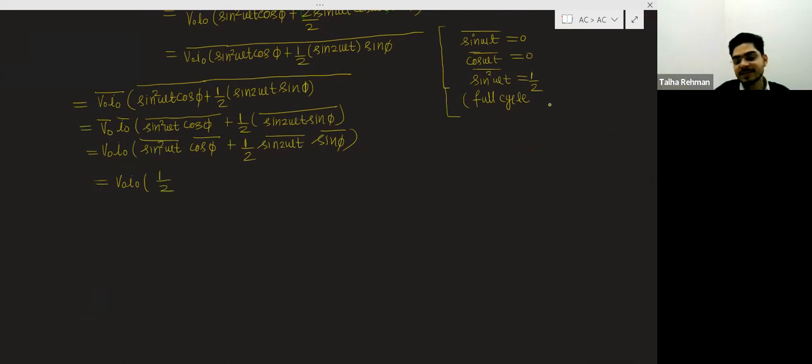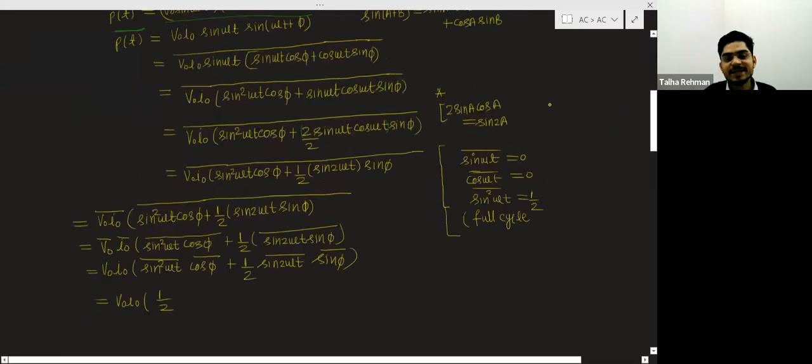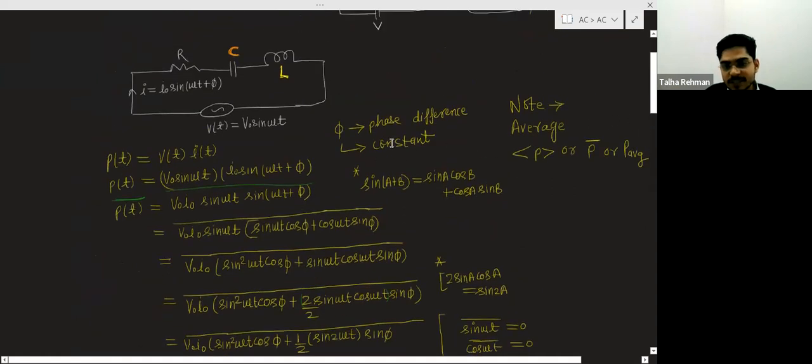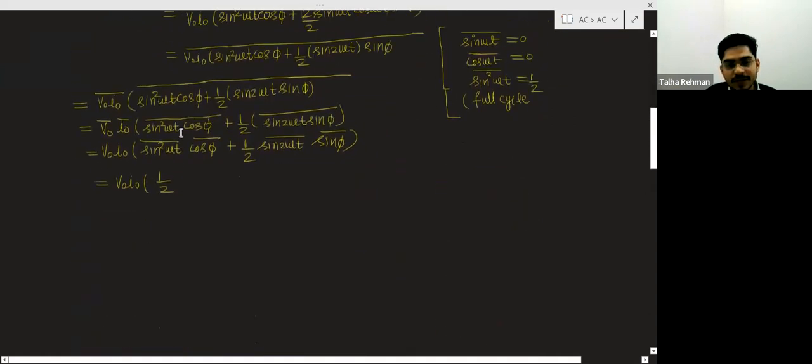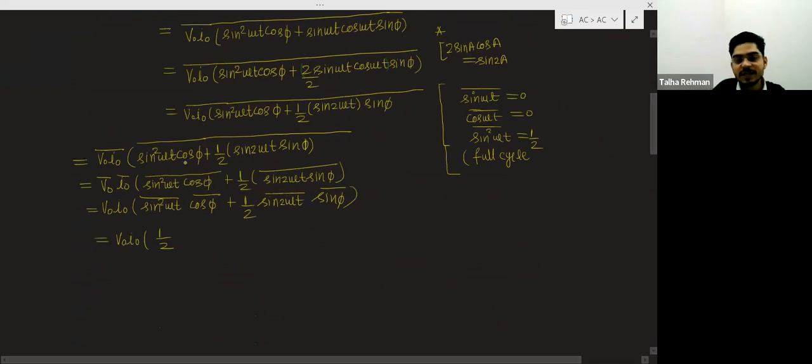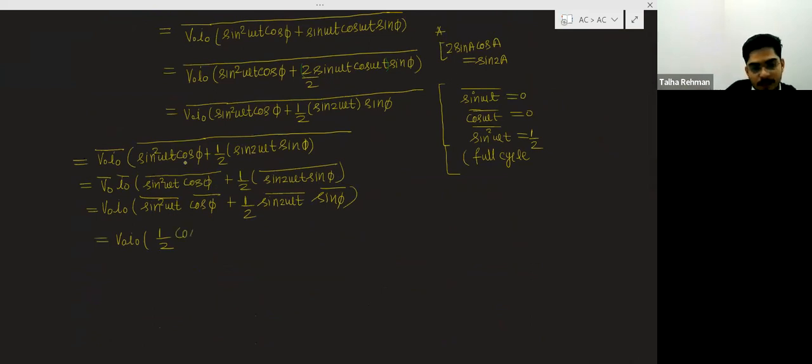And cos phi is the constant. Cos phi is constant. Why? Because this phase difference is constant. That is why this cos phi is constant. And bar of constant is the same. This will become cos phi plus this is half.